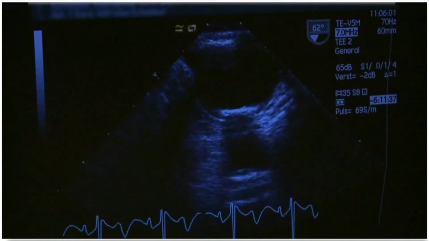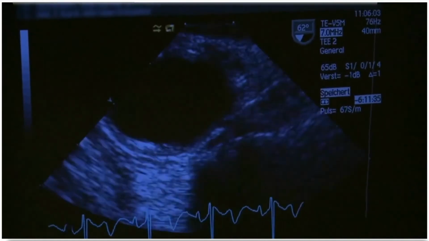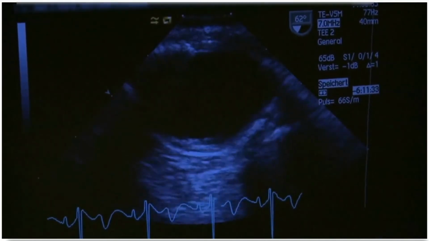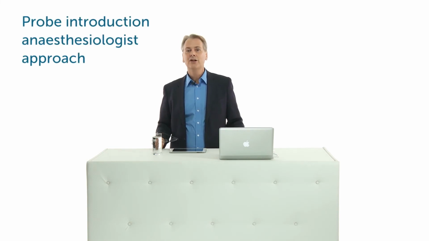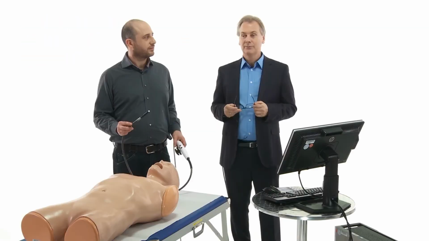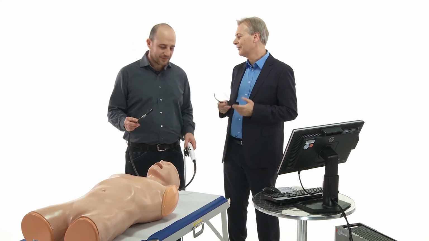In this case, what we have here is a rather large plaque, probably in the aortic arch. Certainly, TEE is done a little bit differently in other labs, but in general, I guess this is the way you should go about it. But now, let's see what the difference is between the way an anesthesiologist and a cardiologist introduces and performs a TEE.